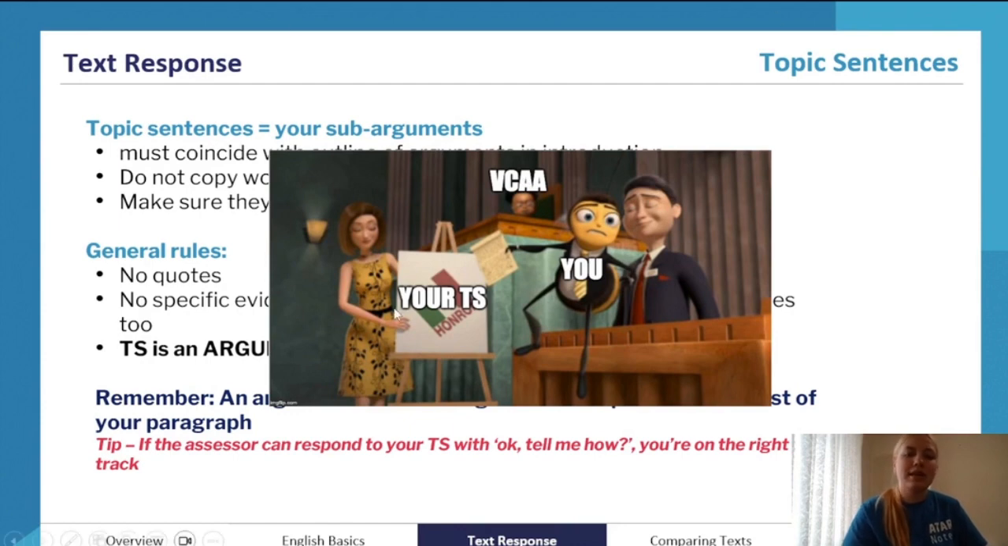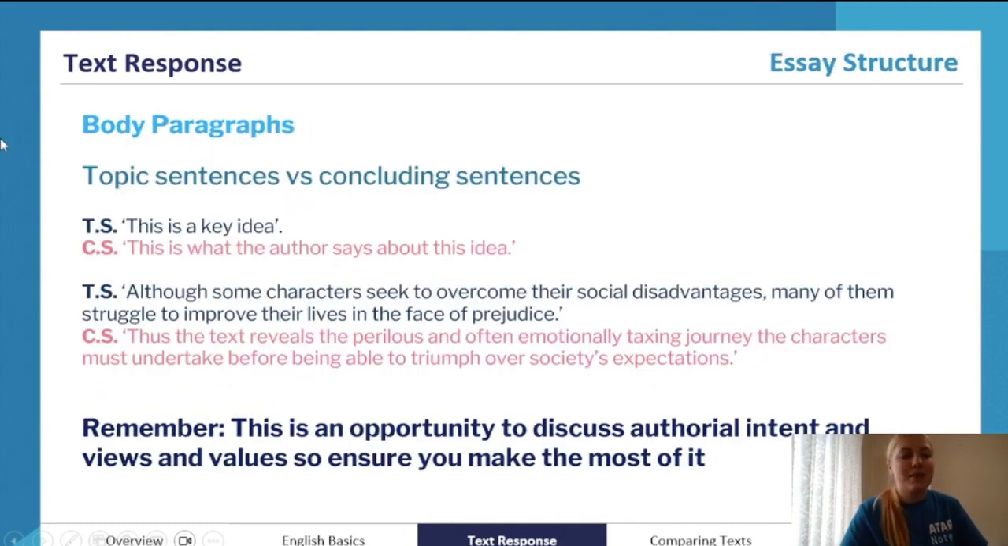Vika will look closely at your topic sentences and judge them and consider how good they are. So there is a lot of pressure here. So try to write really strong arguments, guys. This is something to practice if you struggle.